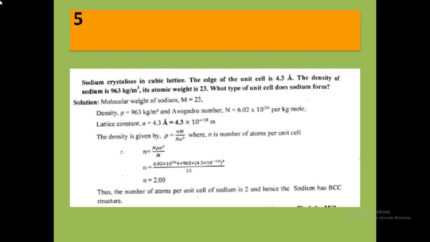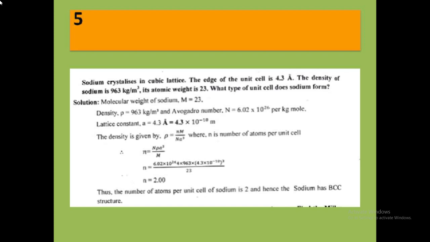Avogadro number we already know. N is equal to 6.02 into 10 to the power 26 per kg mole. And now lattice constant a is equal to 4.3 angstrom. We will convert it into meters. So 4.3 into 10 to the power minus 10 meters. The density is given by rho is equal to nM upon capital N into a cube, where n is the number of atoms per unit cell.